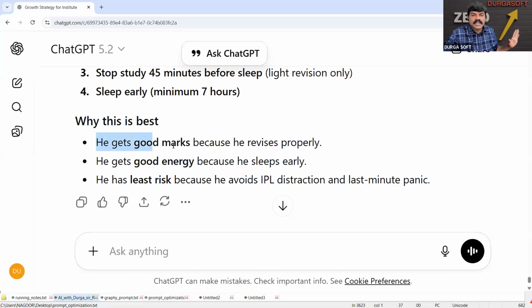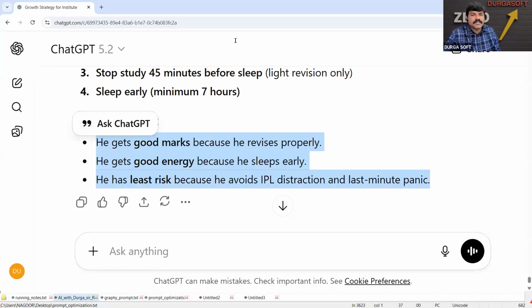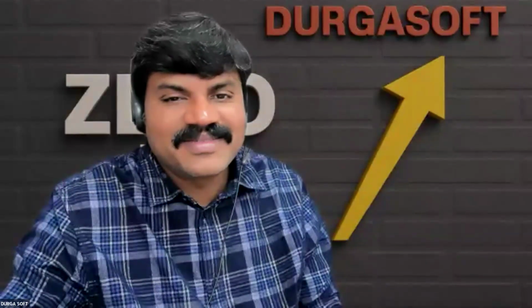Okay, why is this the best? He gets good marks because he revises properly. He gets good energy because he sleeps early. He has the least risk because he avoids IPL distraction and the last-minute panic. Wonderful, right?